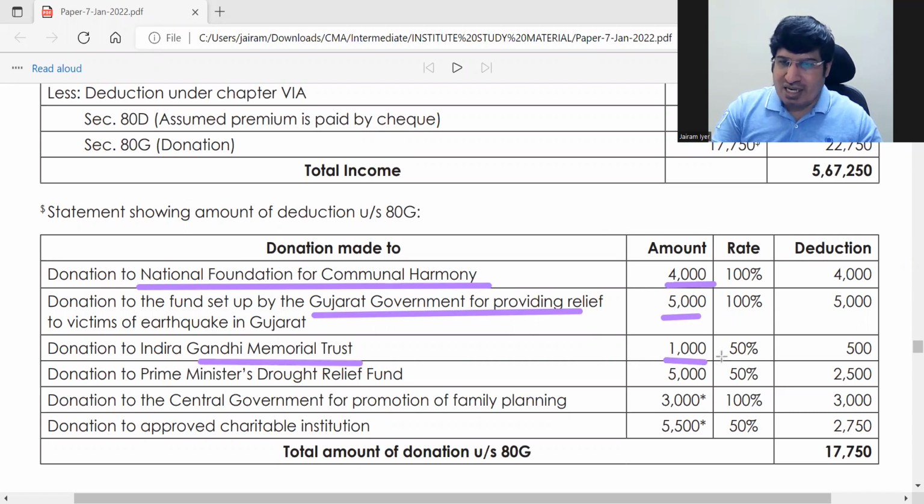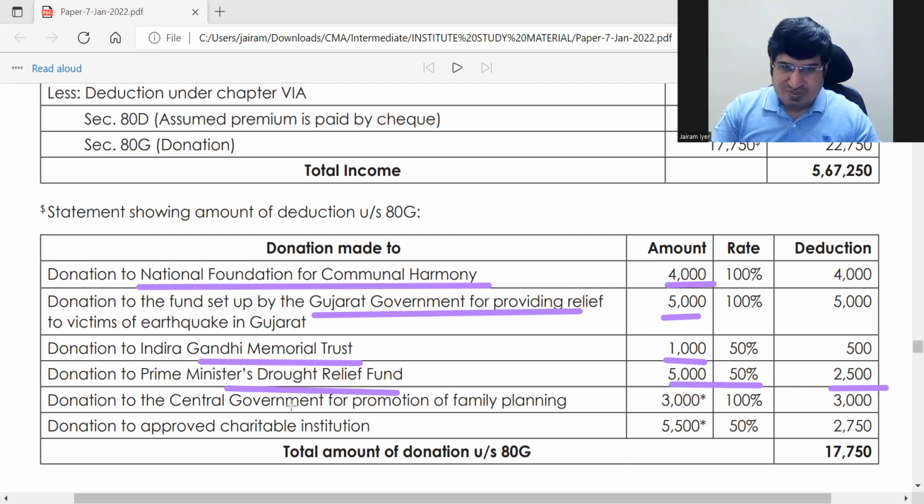So this is also category A. So 50% you will get directly, no limit. So 50% of 1,000 is 500. Fine. Drought relief fund is same as Indira Gandhi, 50% of 5,000, which is 2,500.